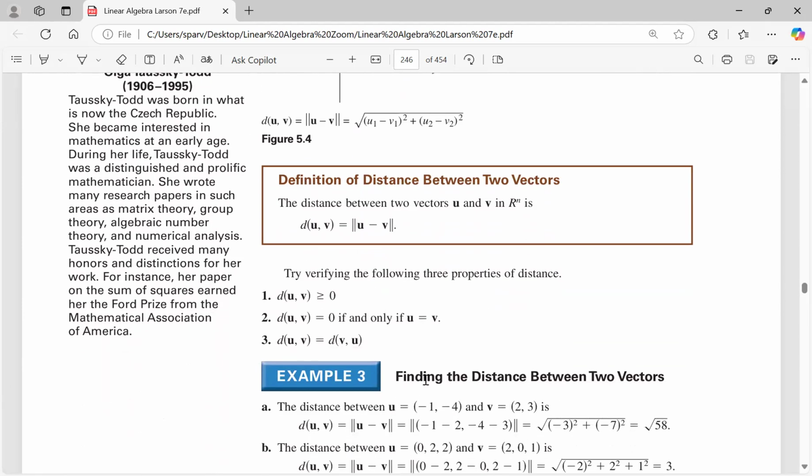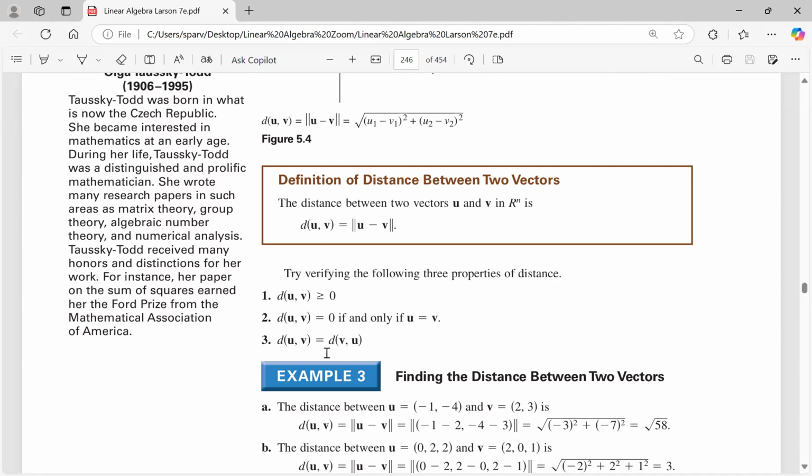Now, properties, if you will, of distance between two vectors. Because it's a geometric measure, it's always going to be at least 0. The distance is positive. In other words, we don't have negative distance. And the only time the distance between two vectors is scalar 0 is if the two vectors are equal. They must be identical, then the distance between them is 0. Otherwise, it's not 0.